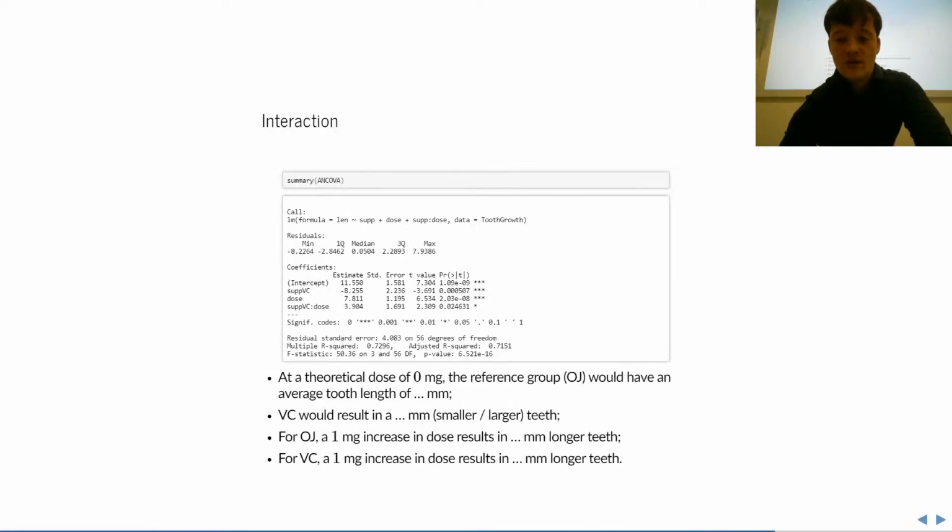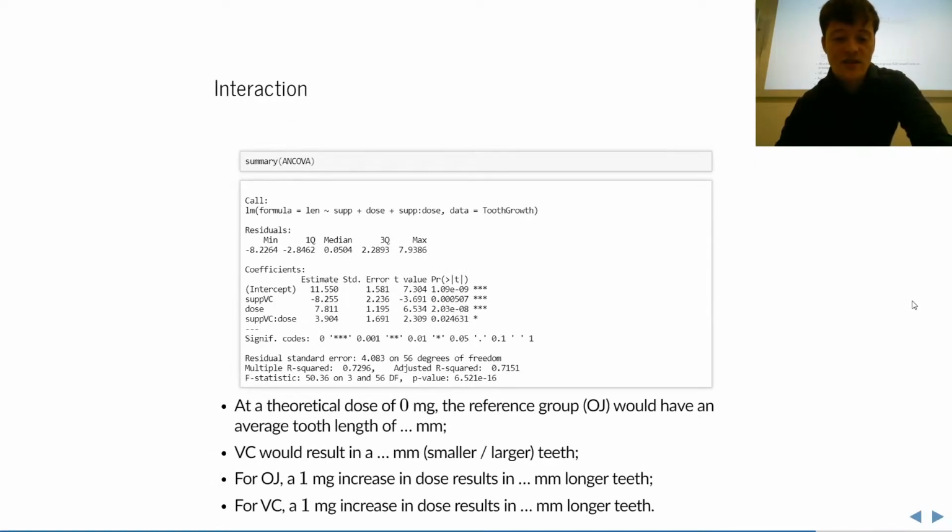Okay, let's see if anyone is able to figure out how to interpret this. Starting with, if we have a theoretical dose of 0 milligrams, then the reference group, which is orange juice, would have an average tooth length of, yeah? 11.55. Yeah, sorry if you can't quite read it, but this says 11.55. That's just the intercept, right? It's the reference group where all the other explanatory variables are 0.